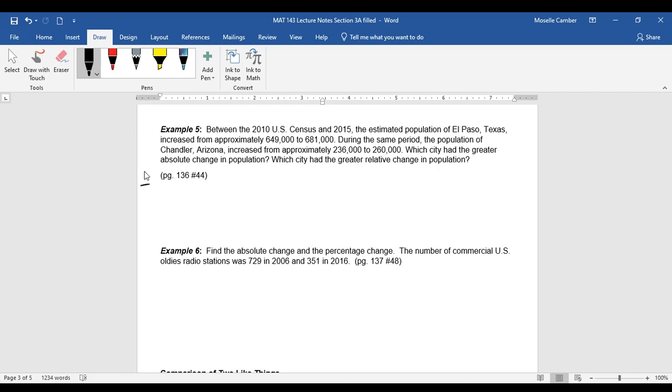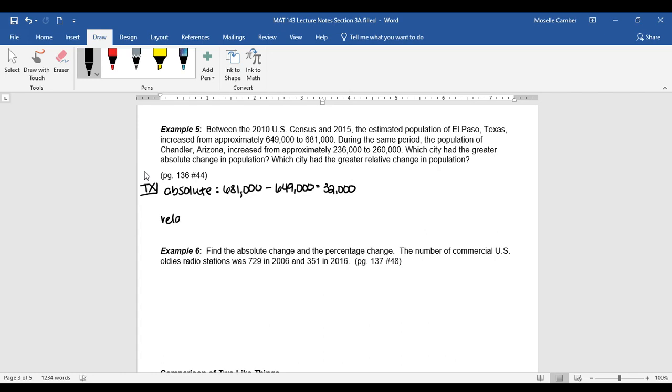So let's look at Texas first. In Texas, it went from 649,000 to 681,000. So 681 is our new. If we want the absolute change, we take our new value, 681,000, subtract off 649,000, and we would get 32,000 positive. So the absolute change in Texas is they increased 32,000 people.